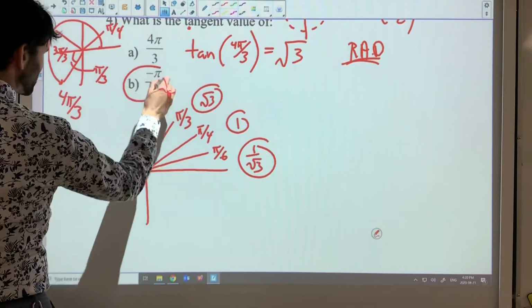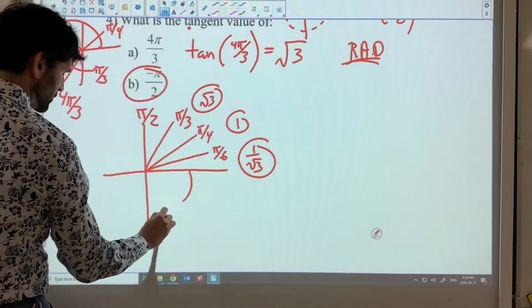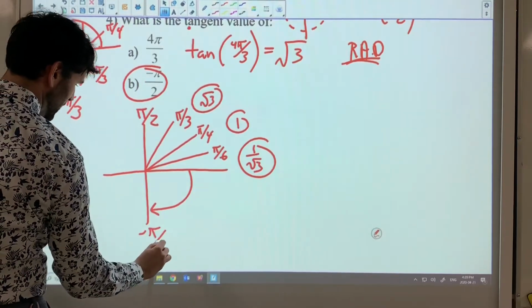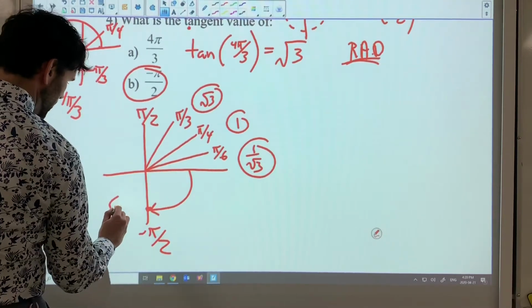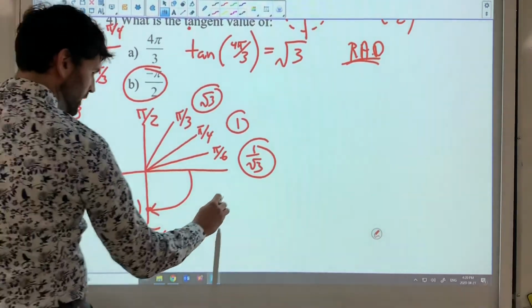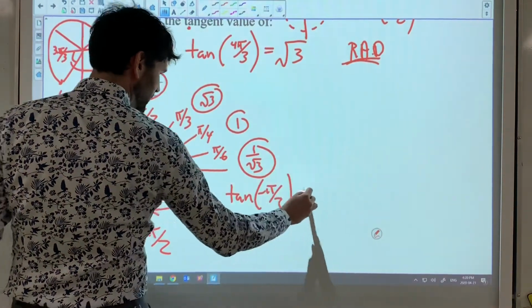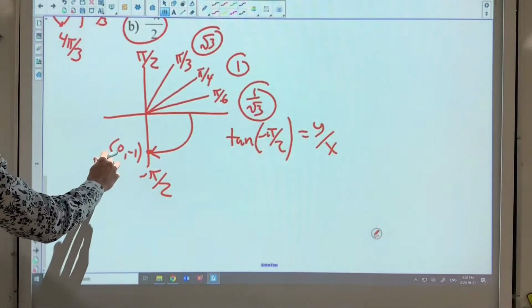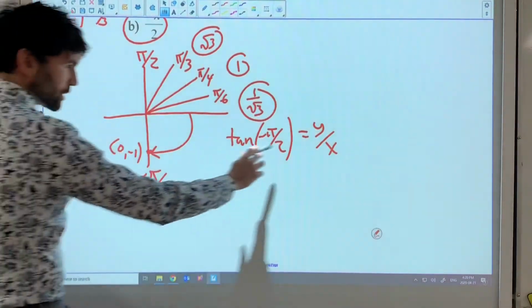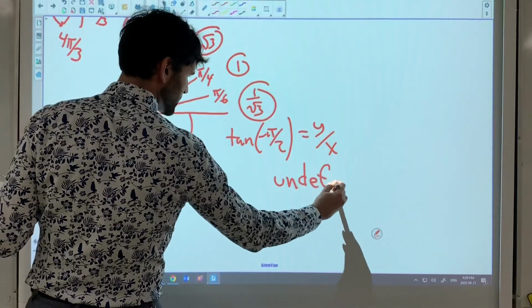This one here is very interesting. So here's pi over 2. Now this is negative, so you're rotating counterclockwise, so that's negative pi over 2. This is the point 0 for x, negative 1 for y. So remember, tan is y over x. Well, my x value is 0. So if I go negative 1 divided by 0, I actually get undefined.